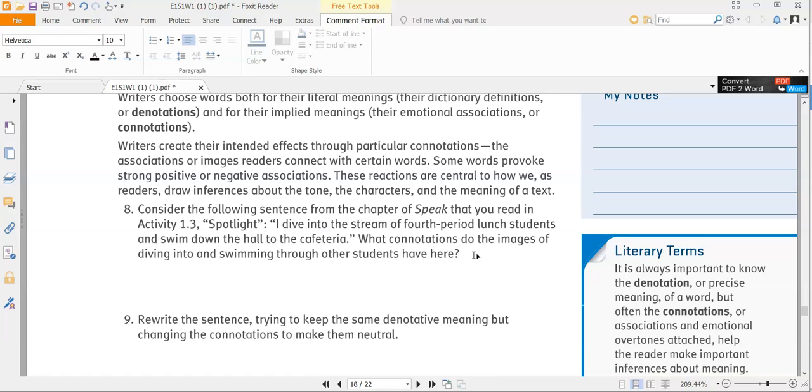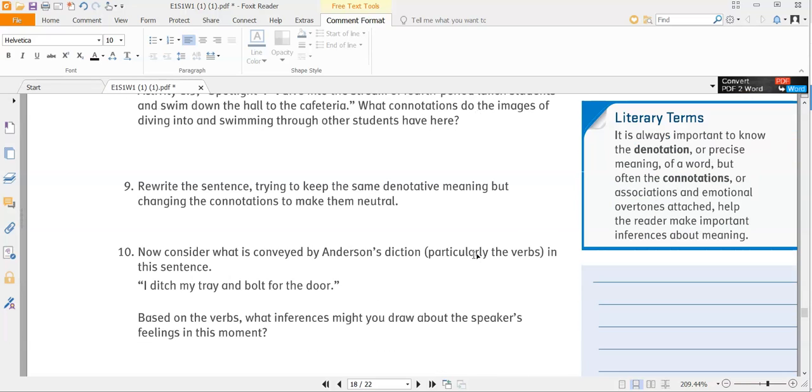It doesn't have to be only positive or negative. It could be a connotation of urgency. It could be a connotation of excitement, nervousness, whatever it is. Describe what connotations you think those images have. And then rewrite the sentence trying to keep the same denotative meaning, meaning the same definition, but changing the connotations to make them neutral, meaning change it to where it doesn't have any feeling in the sentence.